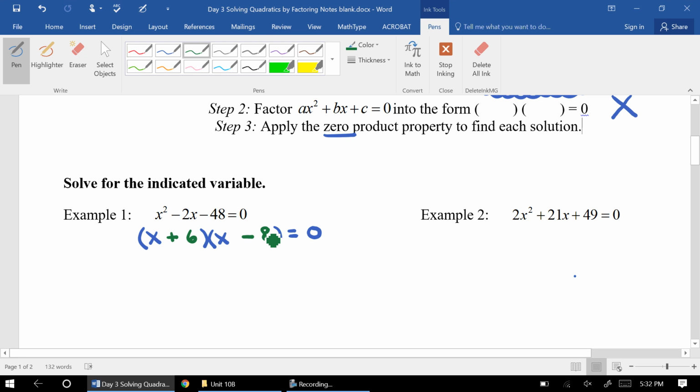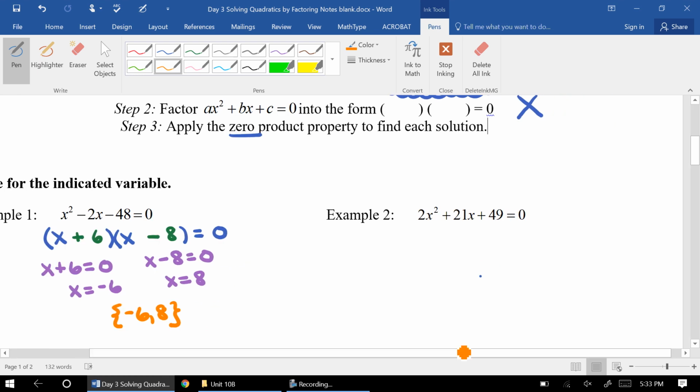So I have x squared minus 8x plus 6x, which is going to sum to negative 2, and then minus 48. Now I'm going to apply the zero product property, which means I'm going to take each of my factors and set them equal to 0. So x plus 6 is equal to 0, x minus 8 is equal to 0, and then I'm going to solve each part. So x equals negative 6, or x equals 8. And finally, I'm going to write my answer in a solution set, negative 6, 8.